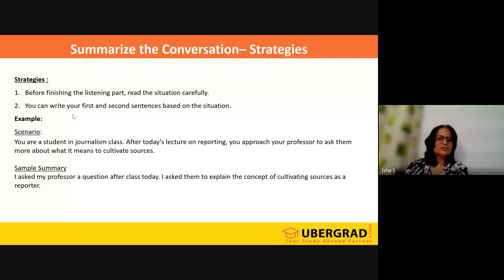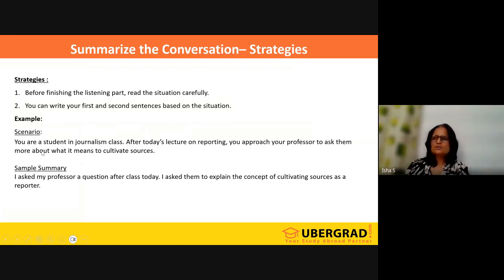Here is the strategy. Before finishing the listening part, read the situation carefully, and you can write your first and second sentences based on the situation. We have done one example for you. This is the scenario: you are a student in a journalism class. After today's lecture on reporting, you approach your professor to ask them more about what it means to cultivate sources.